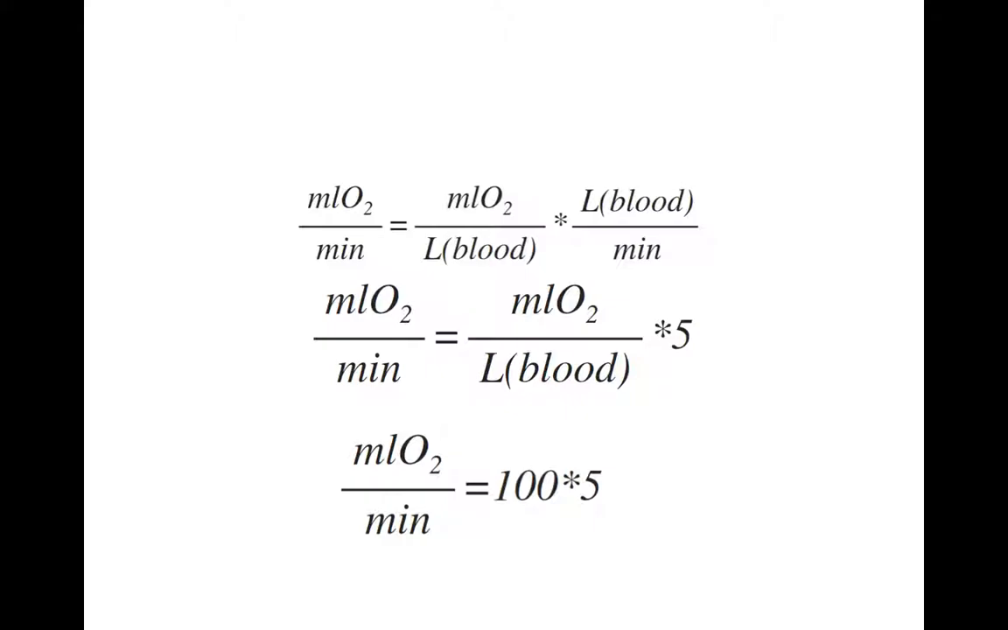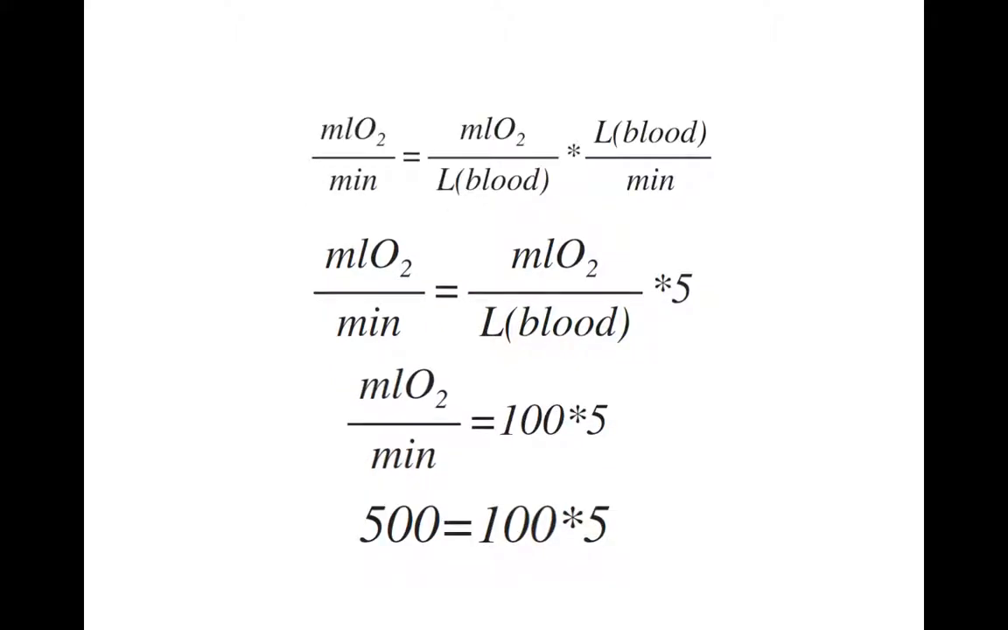So then it makes sense that if I have 5 liters of blood going in per minute, and I have 100 milliliters of oxygen in every liter of blood, then I would have 500 milliliters of oxygen going through my tissues every minute. So this is how we figure out how much oxygen is going through per minute. We need to know how many liters of blood are going through per minute, and we need to know how many milliliters of oxygen are in every liter of blood.